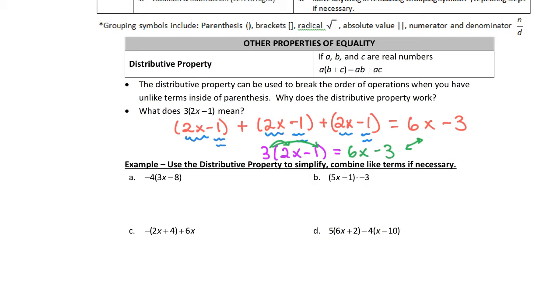So let's go ahead and take a look at some examples. Our first one here, we've got negative 4 times 3x minus 8. So watch out for those negatives. That's kind of the lesson with this first example. We've got negative 4 times 3 is negative 12, and then we still have the x. Negative 4 times negative 8 would give me plus 32. And that's my final answer. On this example, we are just simplifying, just reviewing the distributive property.